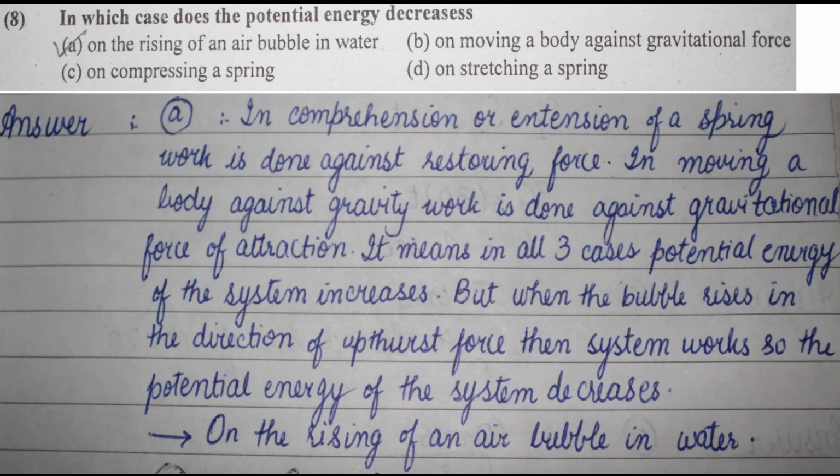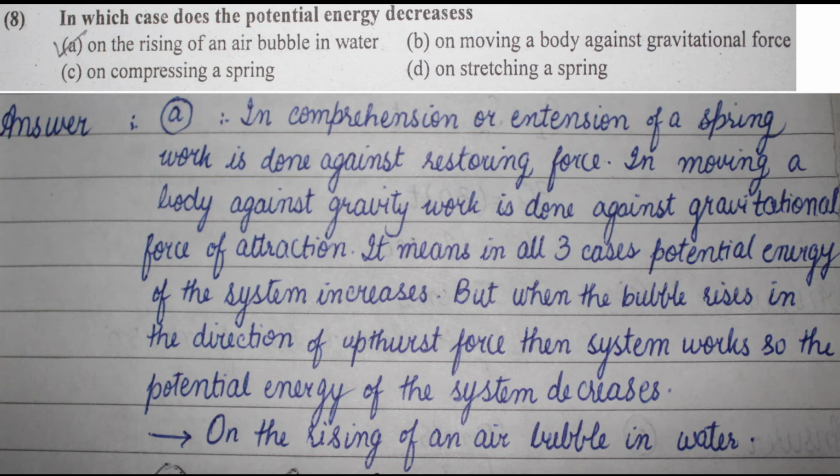Next question is, in which case does the potential energy decrease? Before finding out the right answer, I need to explain something first. In compression or extension of a spring, work is done against the restoring force. In moving a body against gravity, work is done against the gravitational force of attraction. First, it's done in compression or extension against the restoring force, then it's done when you're moving a body against gravity, against the gravitational force.